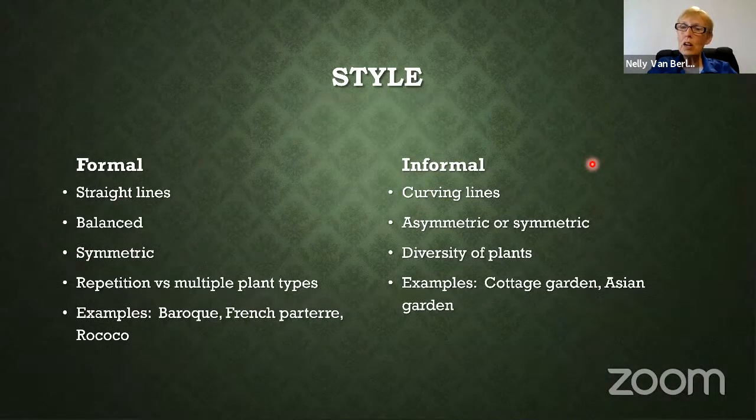And your informal gardens generally have curving lines. They can be asymmetric or symmetric. There's a very large diversity of plants. And examples would be cottage garden or Asian gardens, which are very informal.